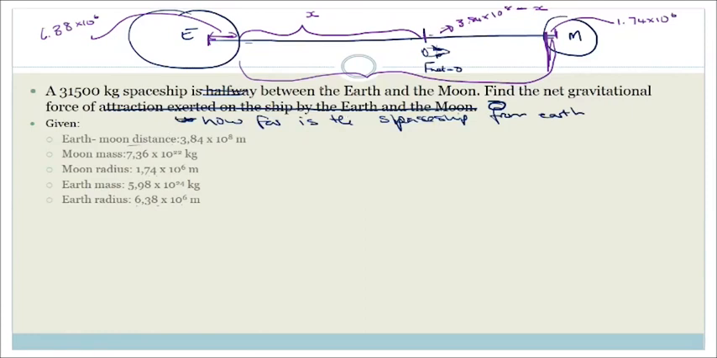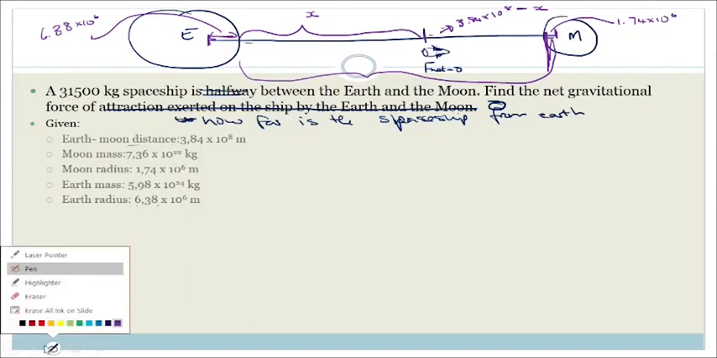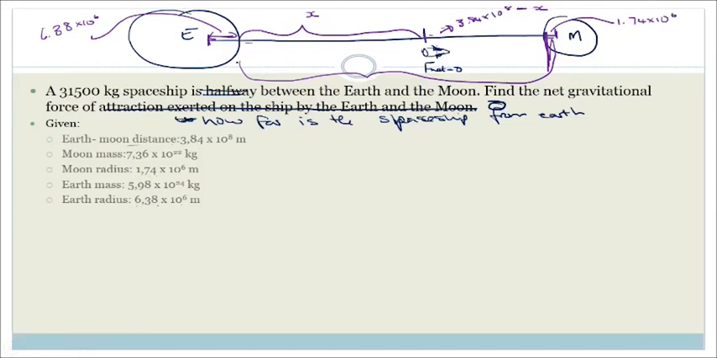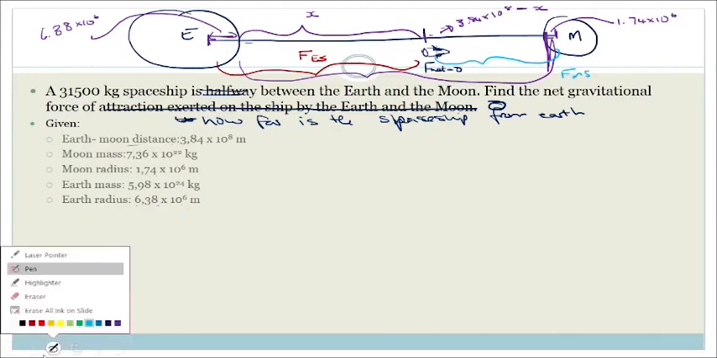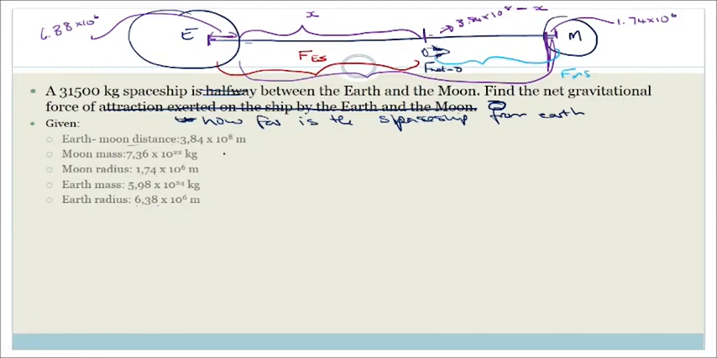And now we're going to work it out again. We're going to look at this side here and work out the force of the Earth on the satellite. Then on this side, we work out the force of the Moon on the satellite. Now remember, they're equal because the net force is zero. And then we're going to solve for x. So let's start with the red.